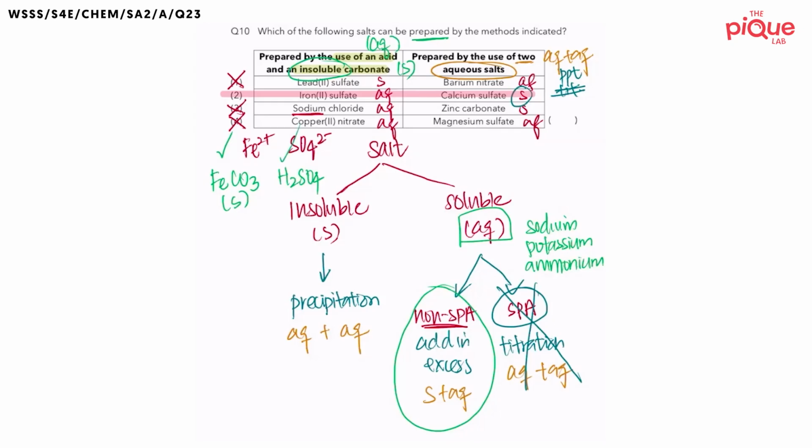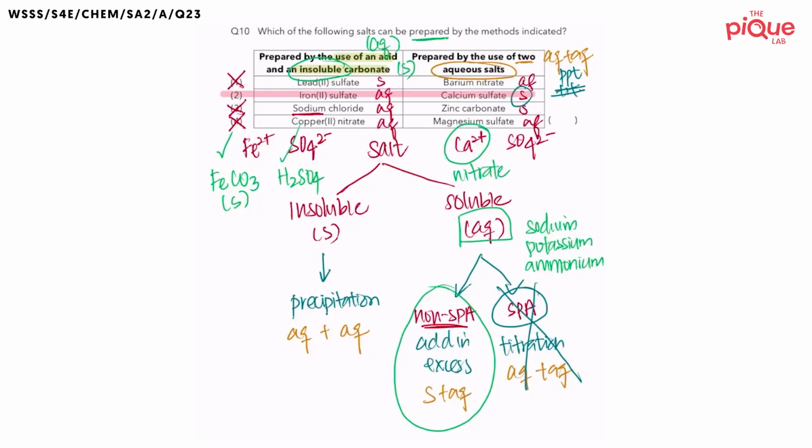Let's take a look at the right-hand side for calcium sulfate. It says that they want to use 2 aqueous salts. So let's write down the 2 ions first. Calcium is Ca2+ and sulfate is SO4 2-. In general, if we want 2 aqueous salts, the easiest option to choose is for calcium. I will always select the nitrate salt because nitrate salts are always soluble, which means I can use calcium nitrate.